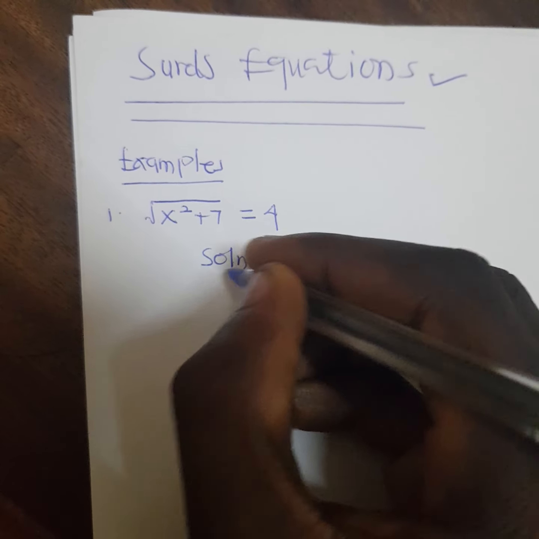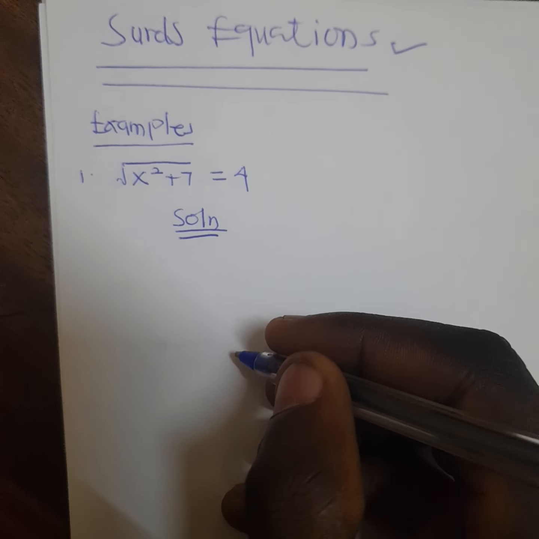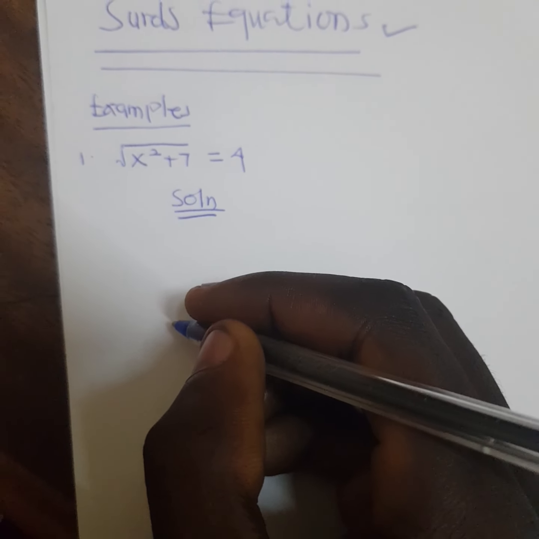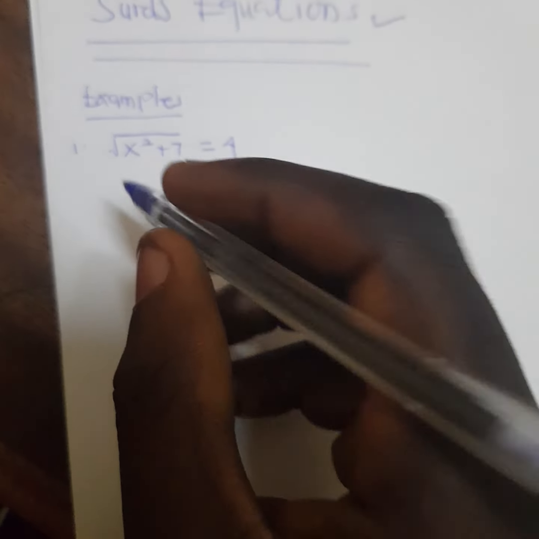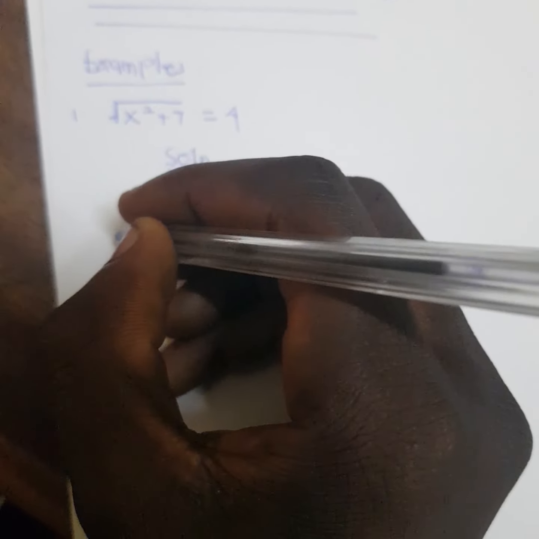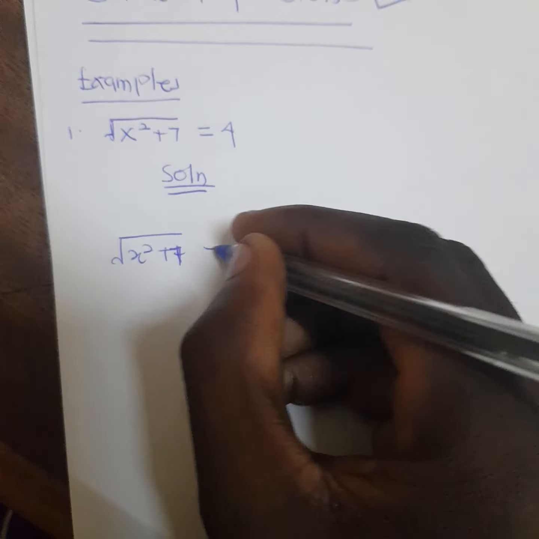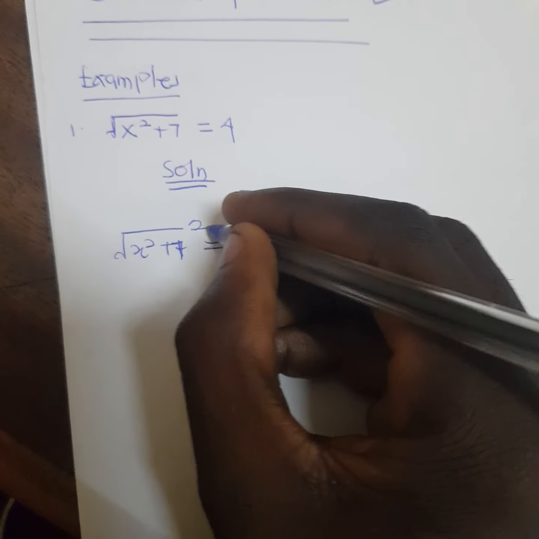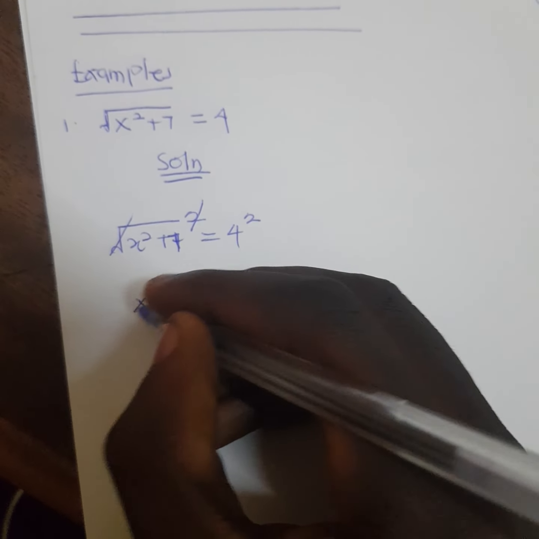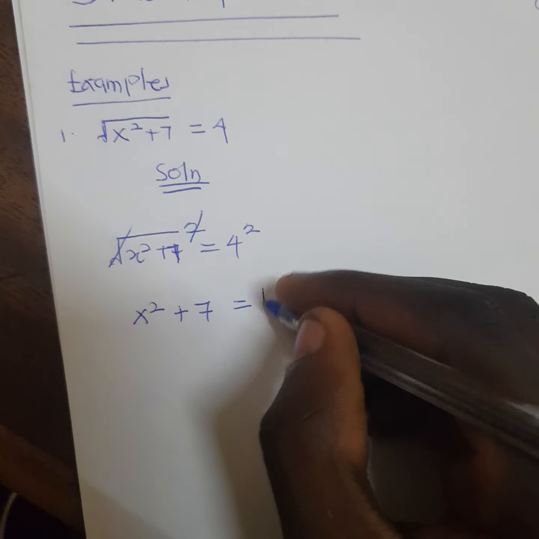Solution. This is very simple, so we don't waste much time. Since it is a square root, there's no way to go without squaring both sides. So if you have root of x squared plus 7 equal to 4, you square both sides. This square will cancel the root sign. You get x squared plus 7 equal to 16.